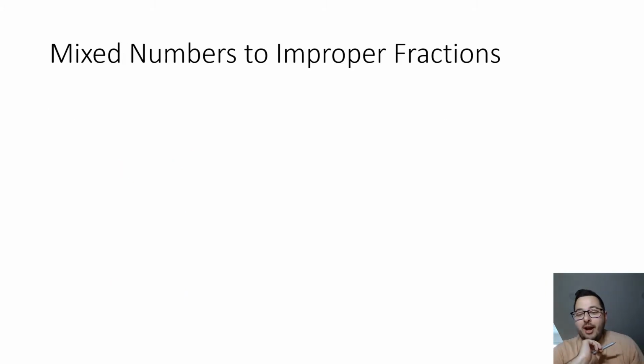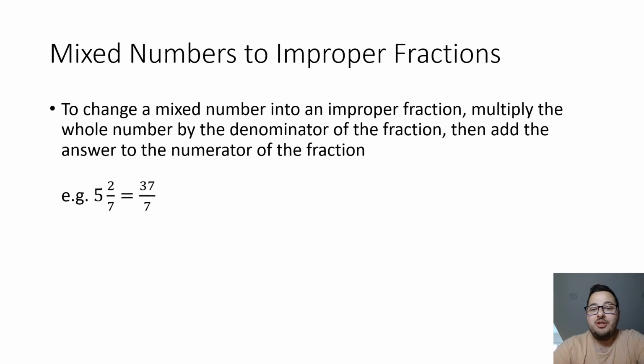Now let's have a little look about how we can go backwards, going from a mixed number back to an improper fraction. To change a mixed number into an improper fraction, you multiply the whole number by the denominator of the fraction, and then with that number you add the numerator. So it's easier to do than to say.